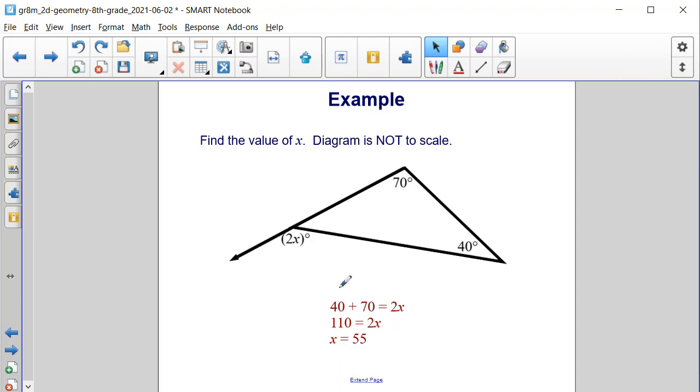And here's the solution to this problem, which we just figured out, that if we add up 70 and 40, we get 110, and that is equal to the measure of this exterior angle, whose algebraic expression is 2x. So if we divide 110 by 2, we get that the value of x is 55.